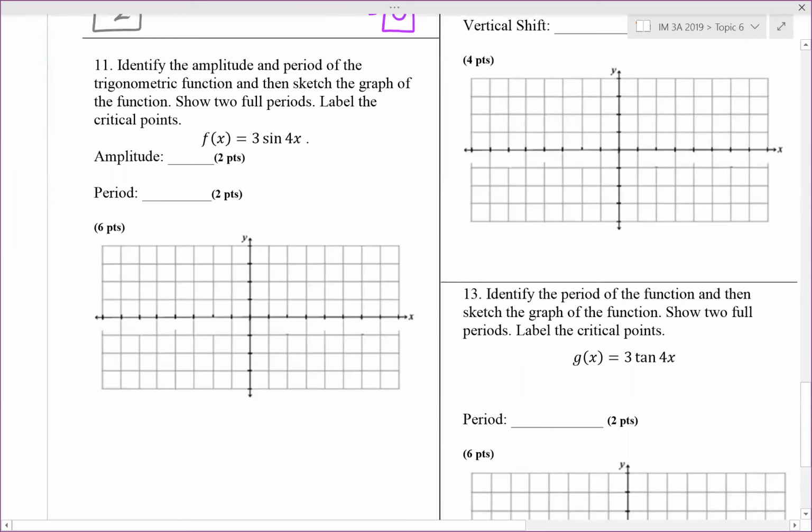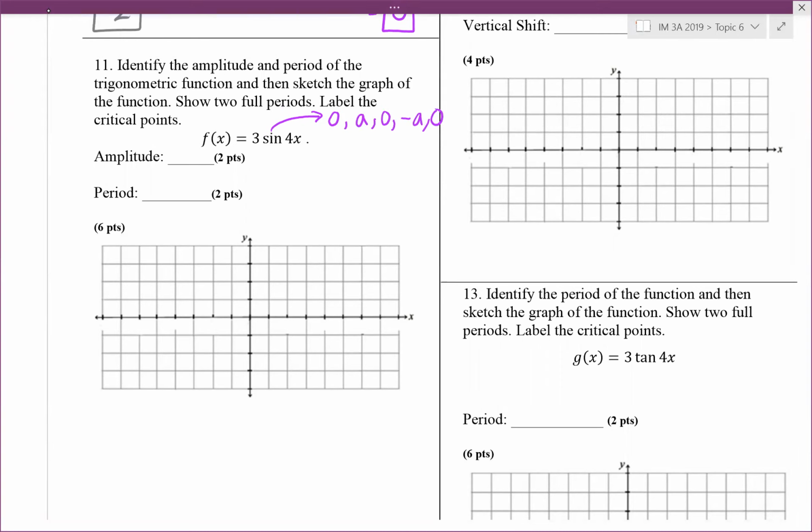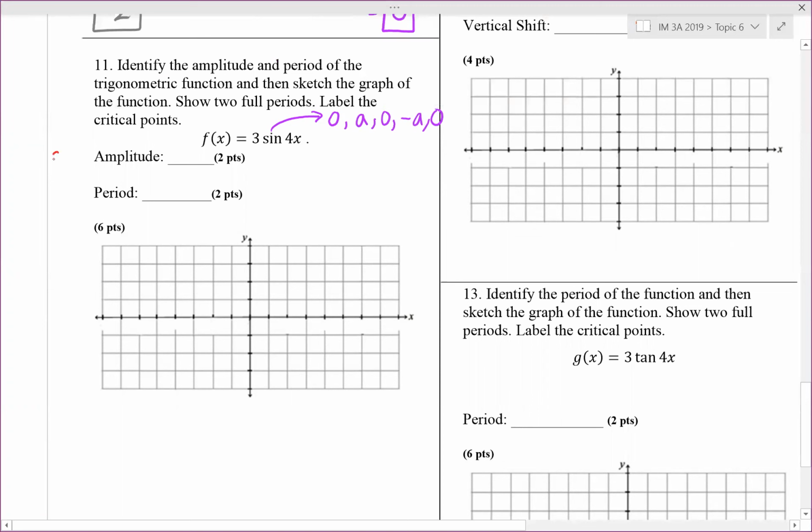So for sine, remember that we're thinking about the pattern of the y values. With the sine graph, our pattern is 0, then a, then 0, then -a, and then 0. And that changes how we graph the function. When we're looking at the values, amplitude comes from the value for a. So a is 3 in this equation, and the amplitude is the absolute value of 3, so the amplitude for this is positive 3 as well.